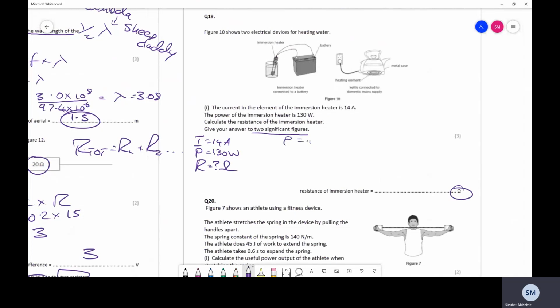I'm going to write down my equation. P is equal to I squared times R. Divide across by I squared, P over I squared is equal to R, giving me my answer. My substitution is 130 over 14 squared is equal to R. And my answer is 0.66 ohms.